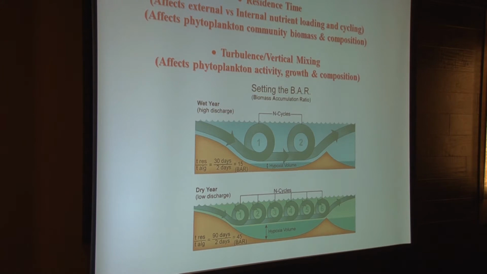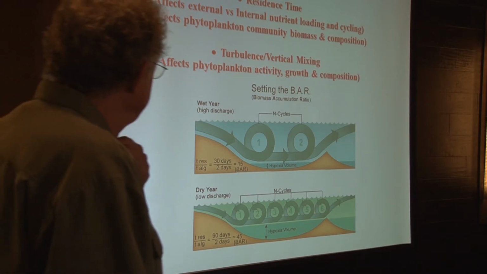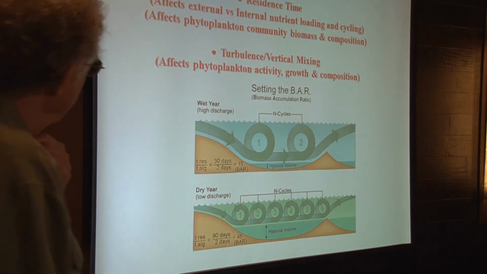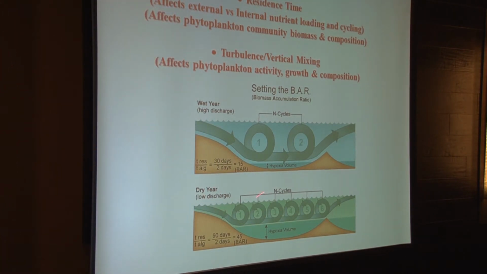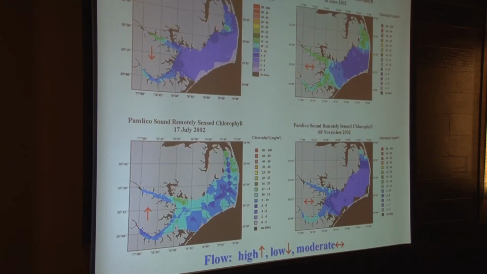And when you have high discharge conditions with short residence time, the water is obviously moving through rapidly. That means if you're a phytoplankton, if you have fast growth rates, you win out. If you have a dry year, where nutrient regeneration is the dominant source of nutrients coming in, but longer residence conditions, other phytoplankton win out. And I just wanted to show you what this looks like.